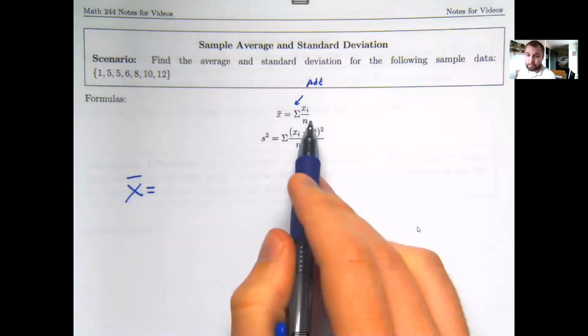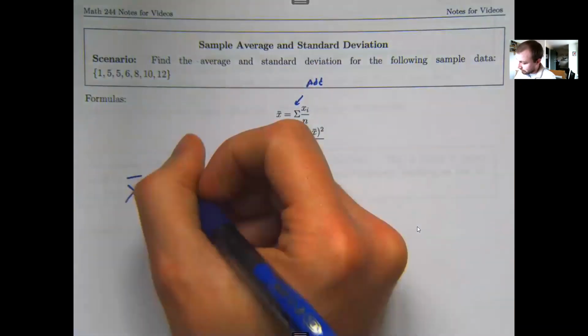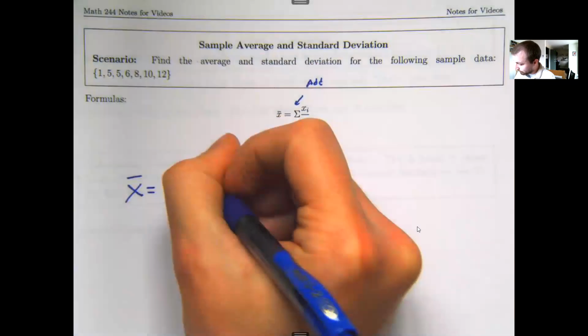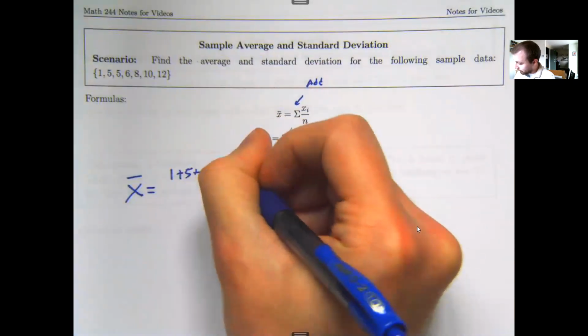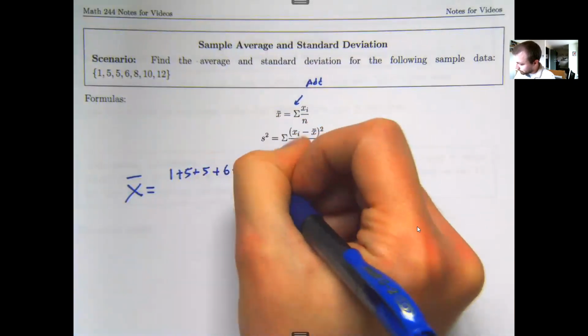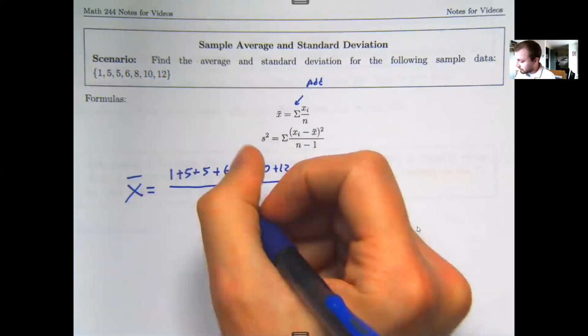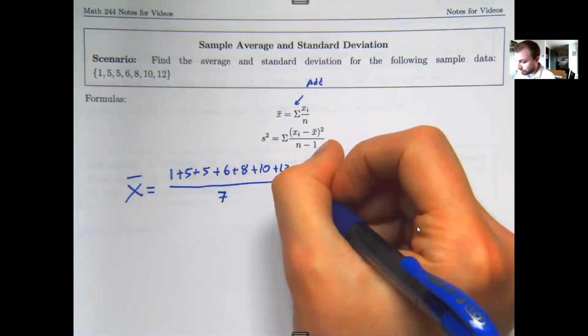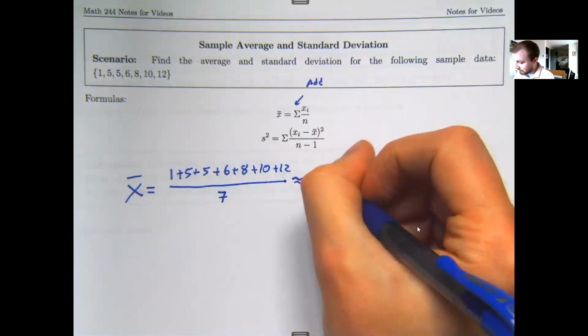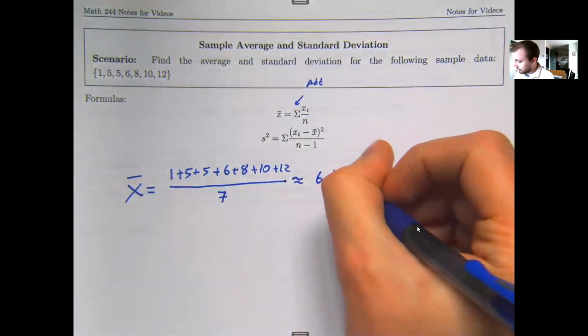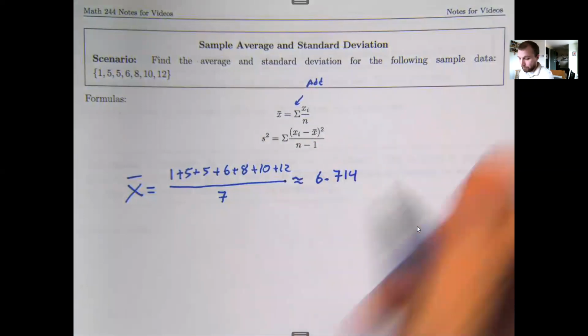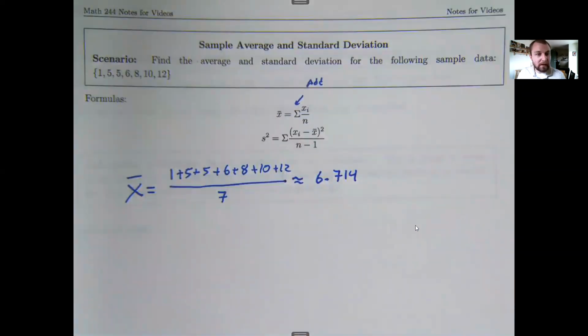And then I'm going to divide it by the number of terms. So in this case, I have 1 plus 5, and I'm adding all these things up. And counting it out, it looks like there are 7 numbers. When I divide by 7, I get something like 6.714 or so. And that seems reasonable. That feels like it's a weighted center that's close to my median of 6 or so.